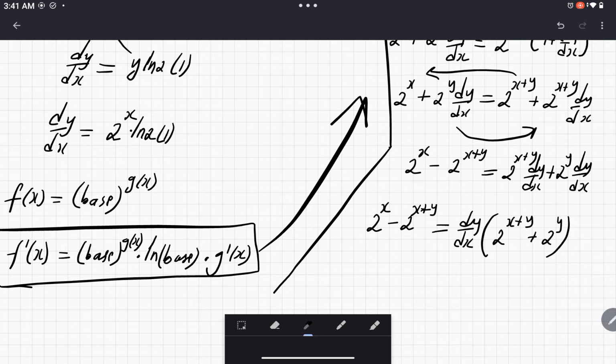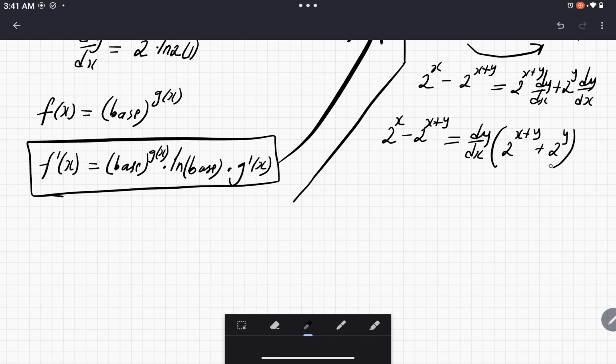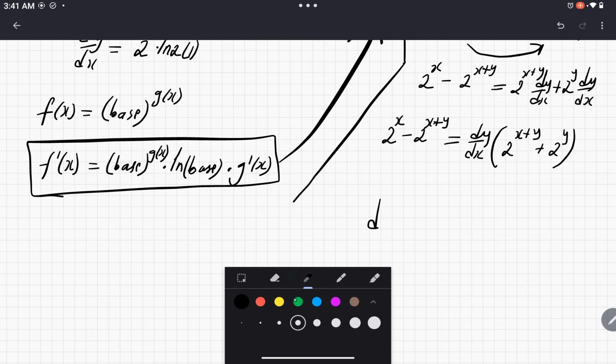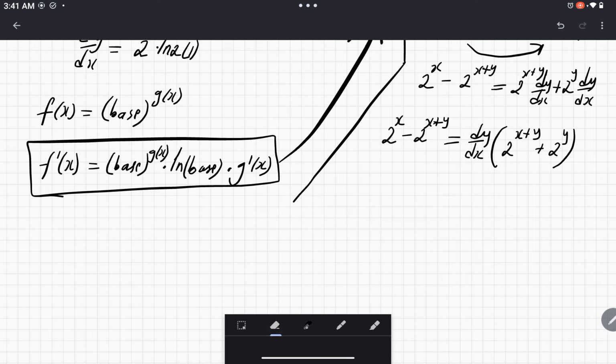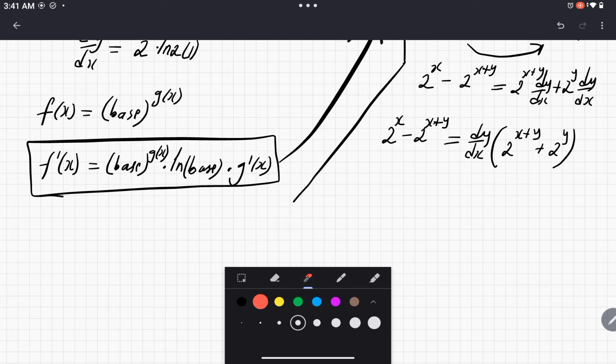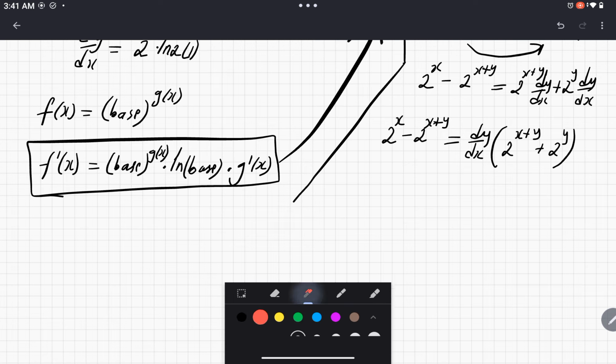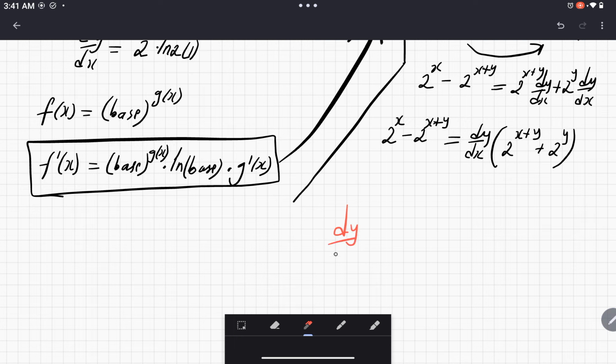Now we're going to divide all through by this function. So finally we know that our dy on dx is simply 2 raised to the power x minus 2 raised to the power x plus y divided by 2 raised to the power x plus y plus... I don't know if it's plus.